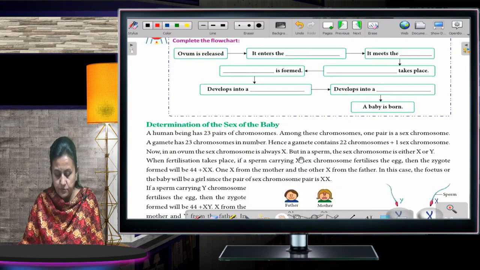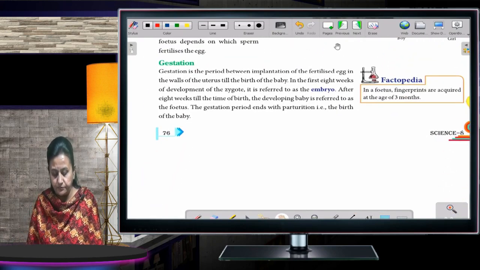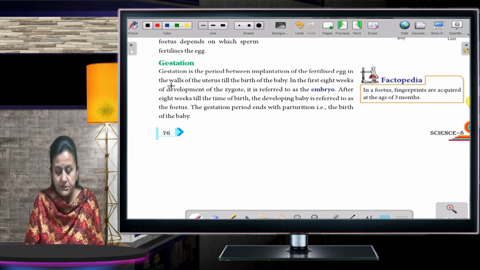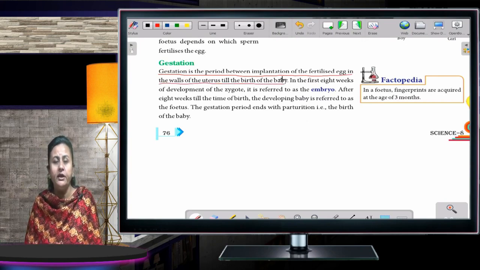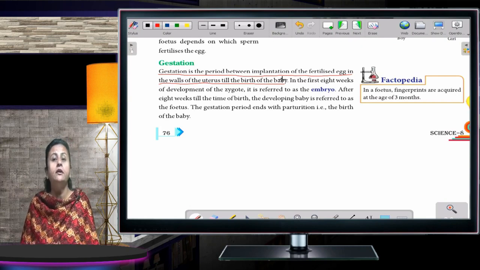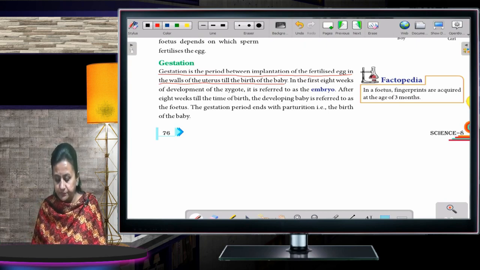Now next one is gestation. Okay, what is gestation? Gestation is the period between implantation of the fertilized eggs in the walls of the uterus till the birth of the baby. It is a period when the baby is inside the mother's womb, where the fetus develops into a baby. That is known as gestation. All the living organisms have different gestation periods, but if I talk about human beings, the gestation period is 9 months. Now moving to the next one.